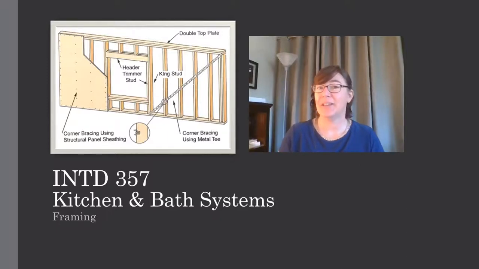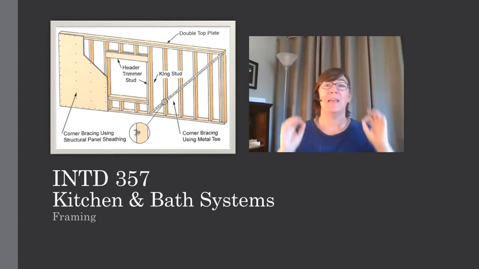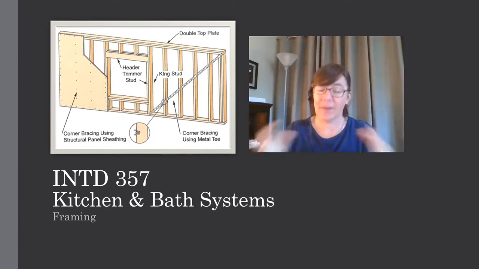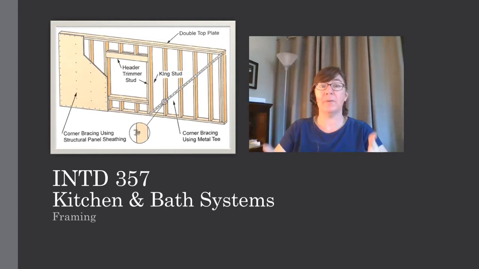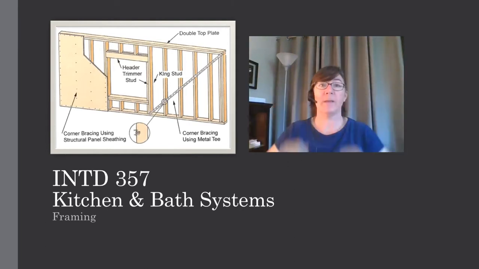Okay, in our next section here, we're going to continue our discussion about platform framing and focus in on the roof. Okay, we came all the way up from the ground through the foundation, the floors, the walls, and we are finally at the top. Let's get started.